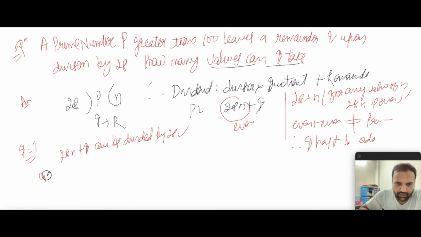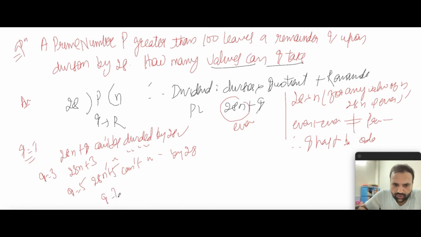The second case, we can take Q equal to 3. Again, if we take Q equal to 3, is there any number that satisfies this equation wherein this entire number can be divided by 28? It also can't be divided. Okay, so we take Q equal to 5. We see again 28N plus 5 can't be divided by 28. Again, we check for Q equal to 7.